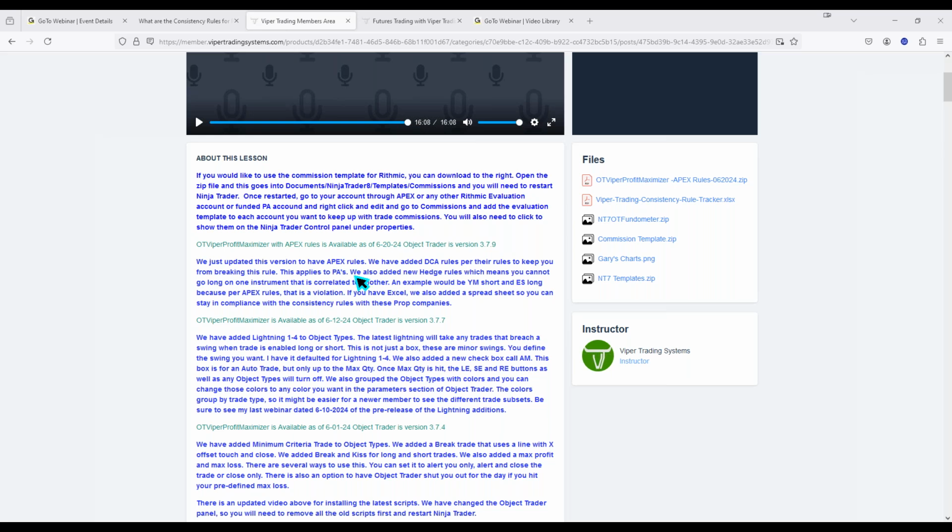And this really applies to PAs, not evaluation accounts, but it's not a bad rule, truthfully, because it keeps you from just really jumping into a contract, adding more and more as a position goes against you. They call that dollar cost averaging. And the opposite of that is scaling in, and that's fine. When you're profitable, you can keep adding as many contracts as you want to try to get even more money. But when you're going against yourself, you don't want to keep adding. So this dollar cost averaging rule has now been built into Object Trader. Okay, so let me show you just real quick on that.